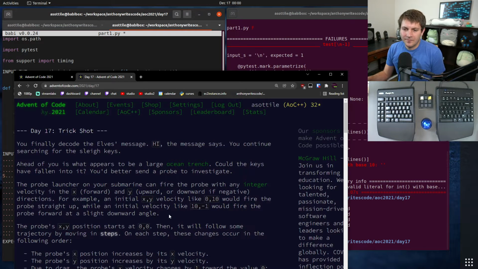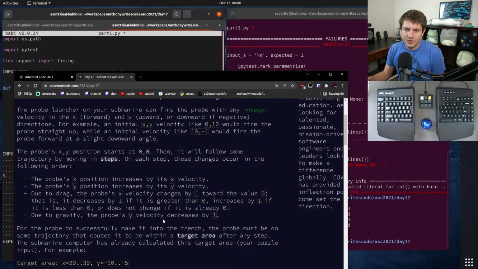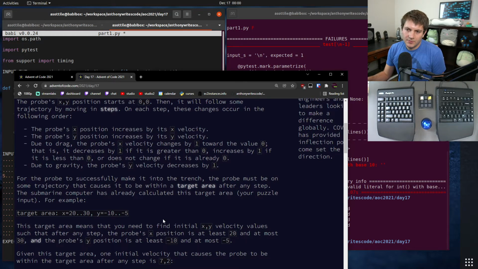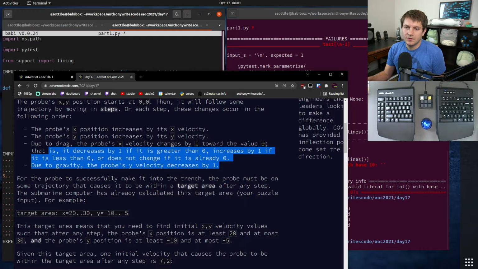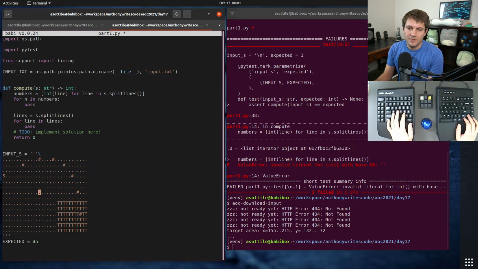Probe launcher on your submarine can fire the probe with an integer velocity in X and Y. Yep, okay. Fire straight up while the initial velocity is like that. Yep. Starts at 0, 0. Follows some trajectory by moving in steps. In each step, probe's X position increases by the X velocity. Due to drag, X velocity changes by 1 towards the value 0. Okay, cool. Due to gravity, Y velocity decreases by 1. Okay. That's important to know. Oh, this is our example. Got it.